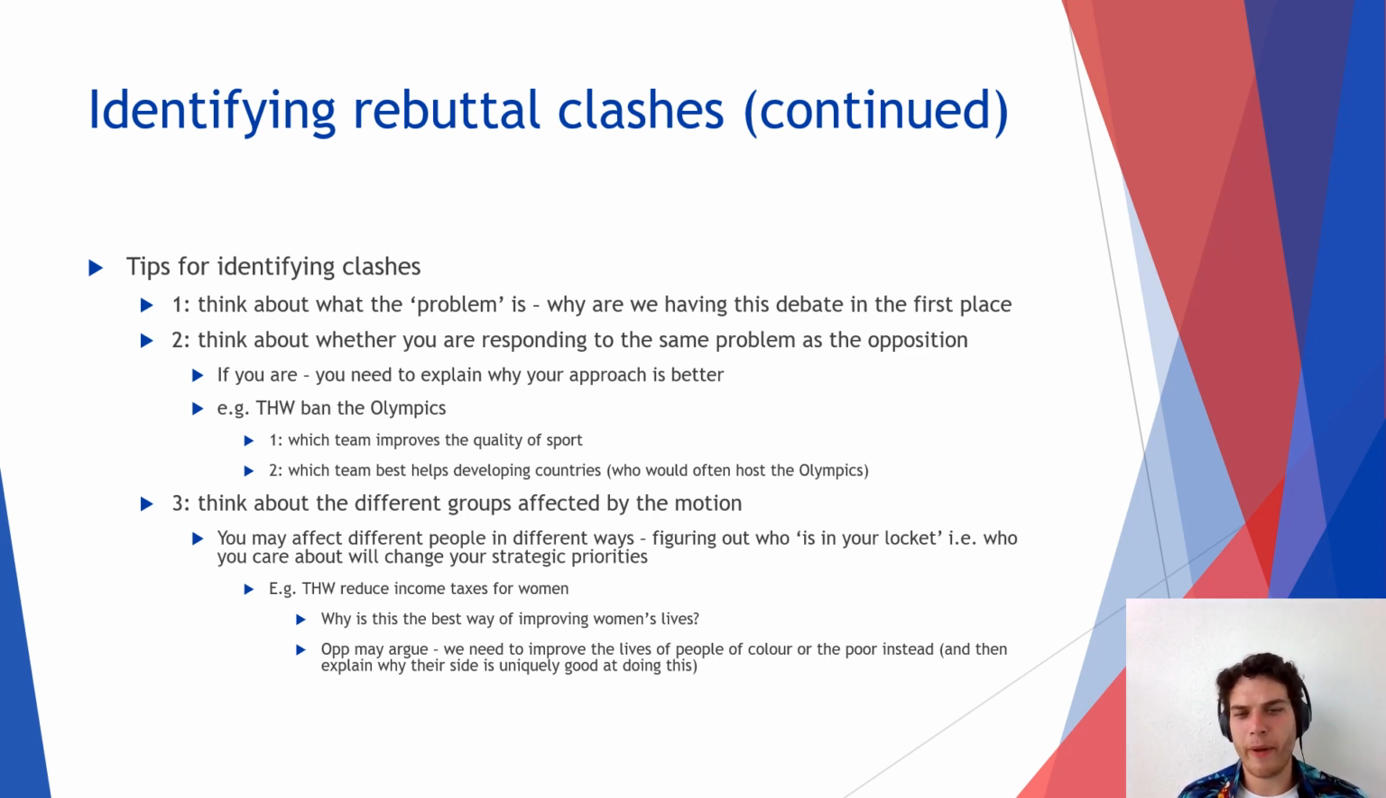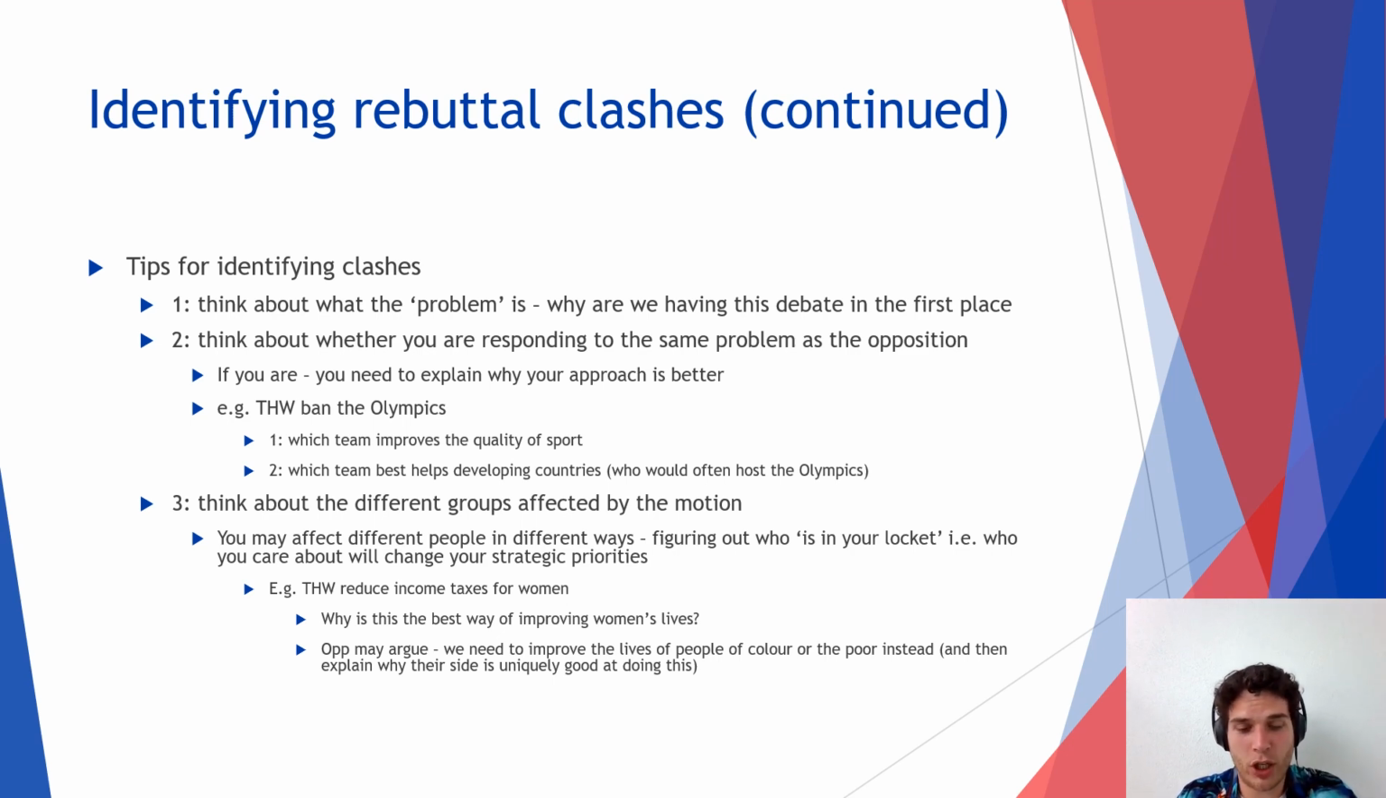Finally, you might think about the different groups affected by the motion. So you may affect different people in different ways. You want to think about who is in your locket. Which group do you care about the most? And therefore, how is that going to shape the kind of arguments that you give, the strategic priorities of your case? So for instance, in the debate, this House will reduce income taxes for women.